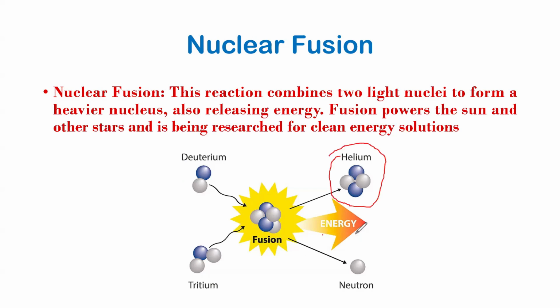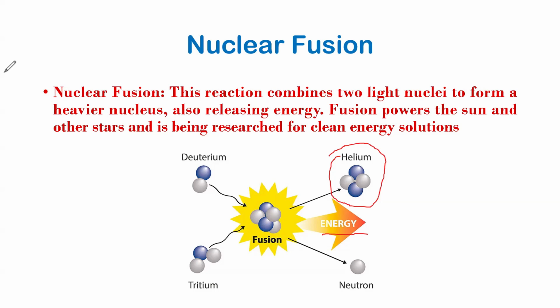And of course, a huge amount of energy is released during nuclear fusion. So in nuclear fusion, smaller atoms join together to generate a larger one with the release of neutrons and energy. So these are the products that are generated during nuclear fusion. Smaller atoms join together to generate a bigger one.